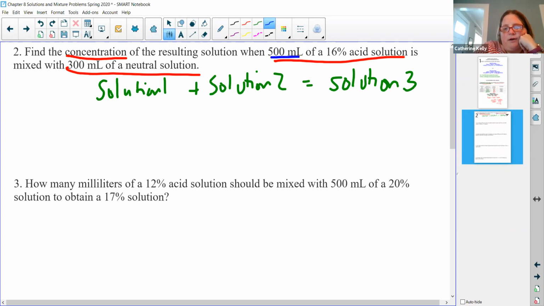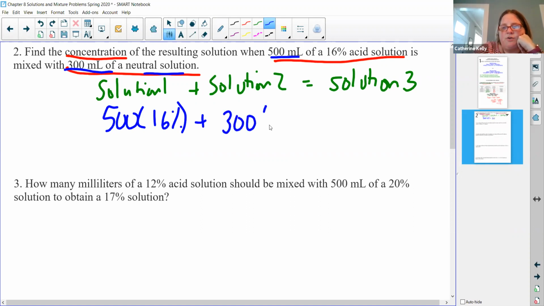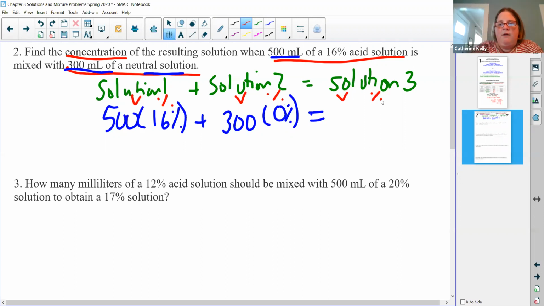Solution 1 would be 500 milliliters of a 16% solution. Solution 2 is 300 milliliters of a neutral solution. So remember what we said about that? 300 milliliters neutral would mean it has a 0% acidity level or concentration. For solution 3, I have a volume and percent, a volume and percent, and here I need a volume and a percent. So the volume would be 500 plus 300, so it would be 800 milliliters times the percent, which is what I'm looking for. And then I would solve it.